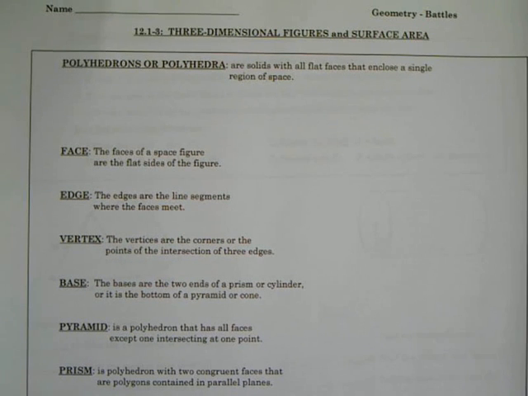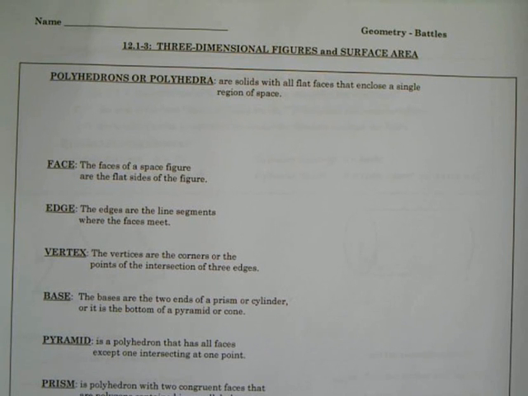We're going to start off Chapter 12, three-dimensional figures and surface area, with just talking about some of the basic parts and some vocabulary that might help you out, because it may appear on the STAR test, it may not. So we want to cover our bases just in case. All right, our first word is a polyhedron or polyhedra, and these are solids with all flat faces that enclose a single region of space.